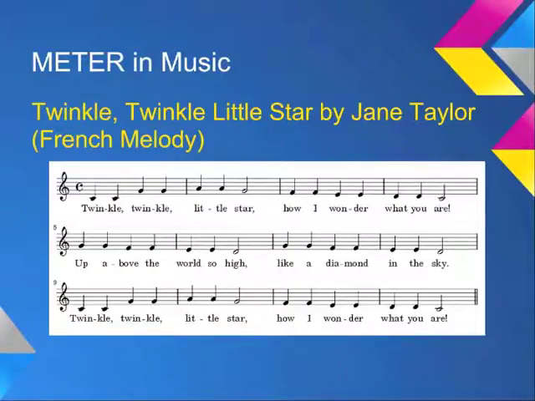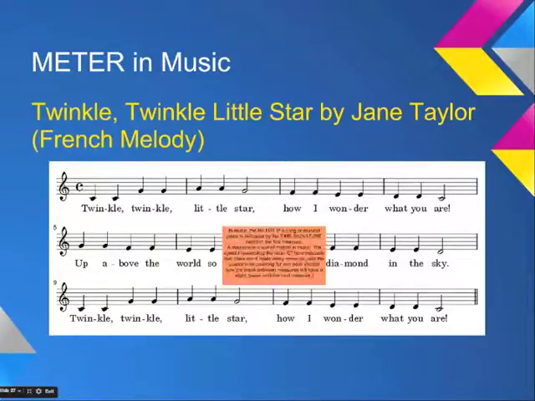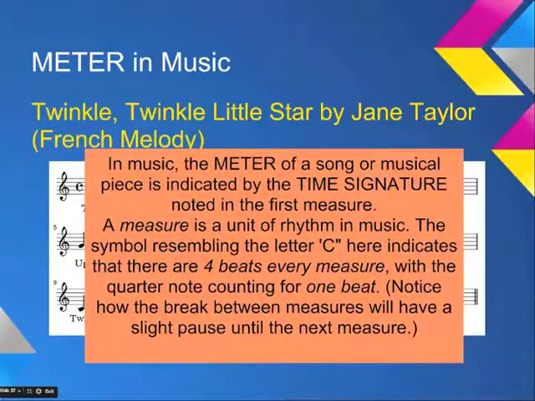Now let's think about meter in music. Here is a famous melody called Twinkle, Twinkle, Little Star. Once again, notice that in music, they have these little indicators here to tell us where each measure or break is going to occur. So in music, the meter of a song or musical piece is indicated by what we call the time signature, which is noted in the first measure. Now, a measure is a unit of rhythm in music.